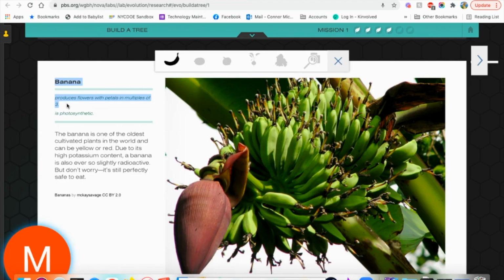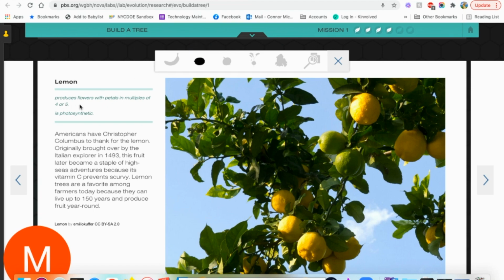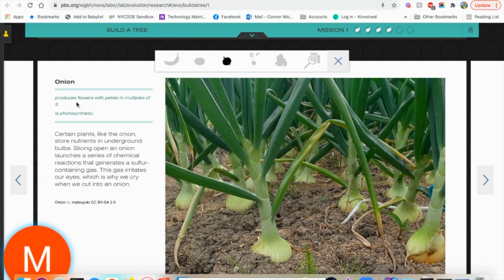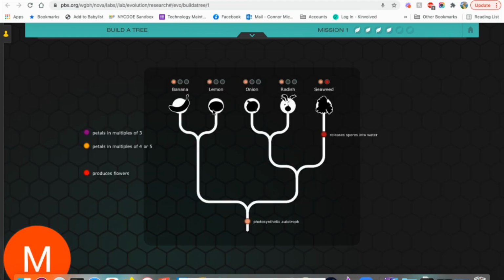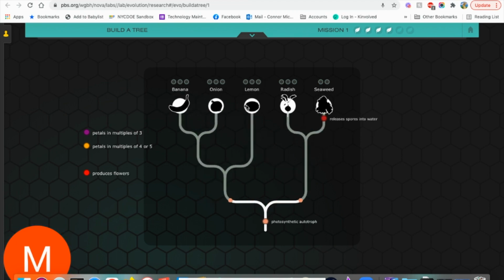So our banana is photosynthetic and produces flowers with petals in multiples of 3. Okay. Now our lemon is petals of 4 or 5. Our onions are in 3. So I know our onions are in 3. This might work here. Our lemon we said is 4 or 5. So remember, I can't put this down here because it'll go to everybody.